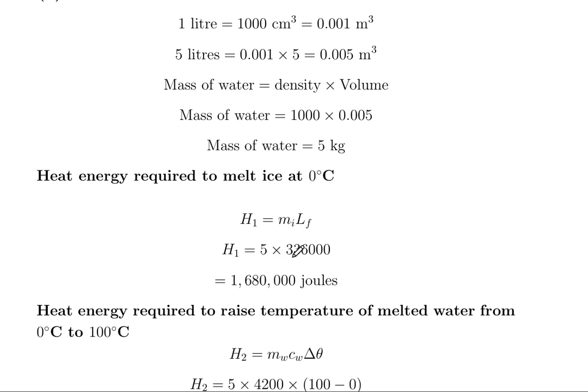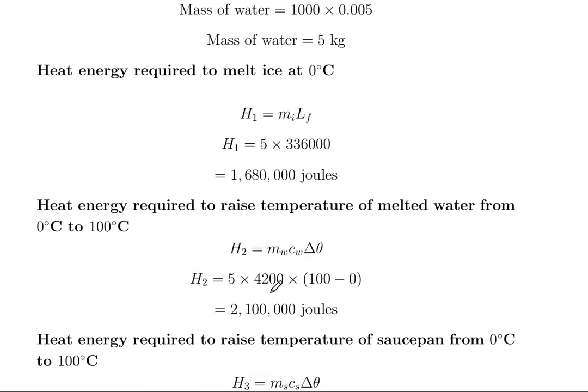Then multiplied by the value of the specific latent heat of fusion, which was given to us as 336,000. Then after doing the computations in our calculators, this leaves us with a quantity of heat which is 1,680,000 joules of heat energy that is required to change the state of this block of ice of 5 kilograms to liquid in this particular case.